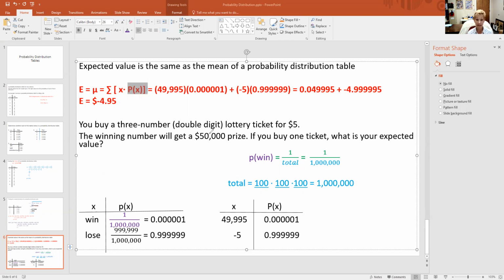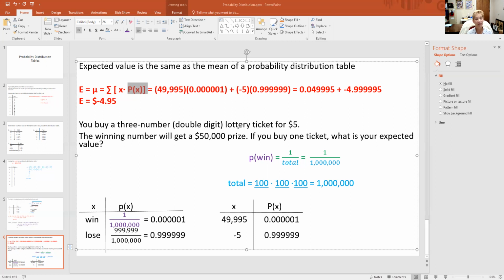So you're going to buy 1 ticket. If you win, you get $50,000, and it costs you $5 to play. They want to know what's your expected value. Expected value would be your average winnings if you played this game like 1,000,000 times, over and over and over. What would your average be? Since you're used to doing the mean of a probability distribution table, most people are better off making a table and doing it from there.